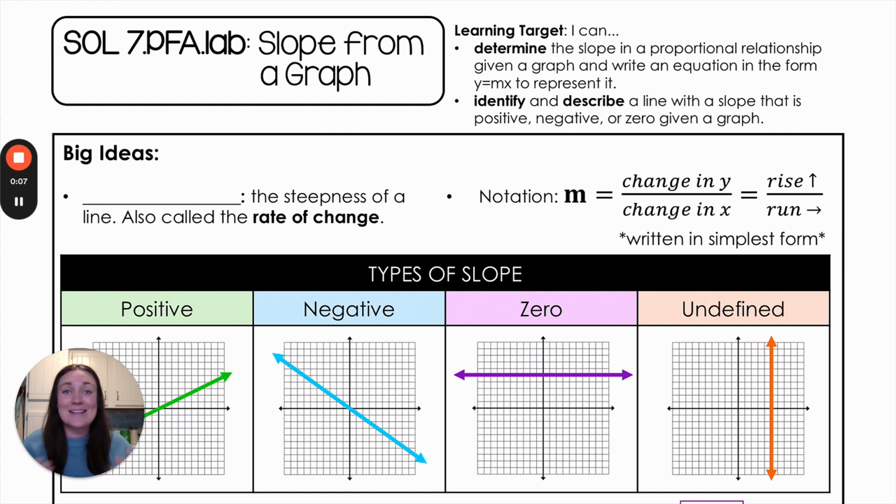So the first thing is, what is slope, right? Well, slope is going to be the steepness of a line, and we also call it our rate of change. A good real life example of slope is the steepness of a hill. So picture yourself skiing or sledding or anything like that. The steeper the hill is, right, it would have a higher slope.